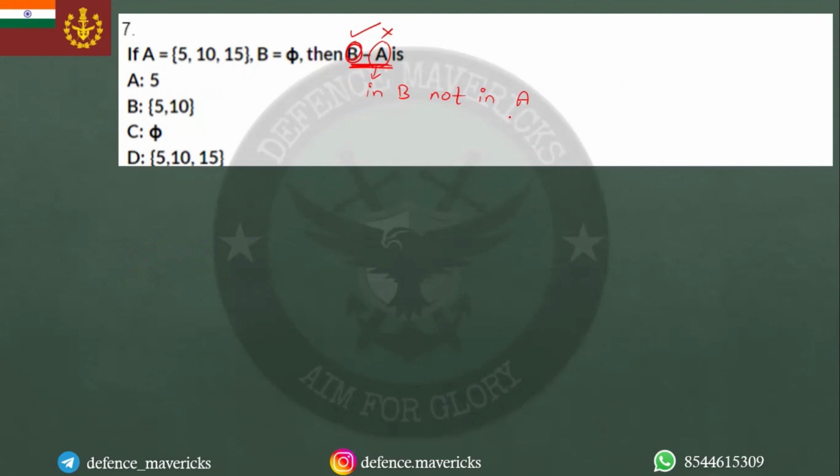So in B and not in A. ऐसा कौन सा है? B itself is an empty set. So there is no such element which is there in B but not in A. The answer is simply Y. Okay? Empty set. So you see such questions are also asked.